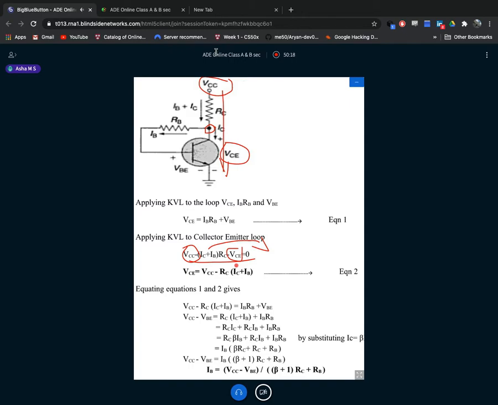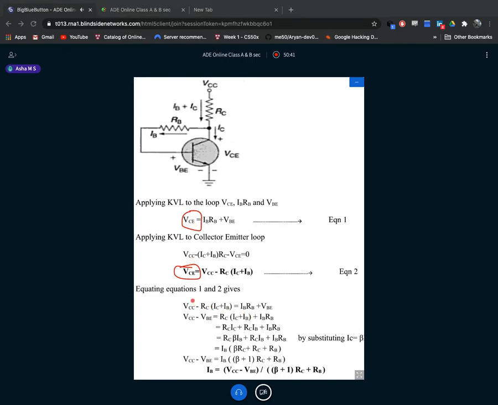If you observe equation 1 and equation 2, guys, just remember why are we doing all these circles? Just to calculate the value of IB. So to derive IB, I'm doing all these things. Two equations with VCE I got. So here what I'm doing next, we are equating these two equations. Equating equations 1 and 2 will give you this one.